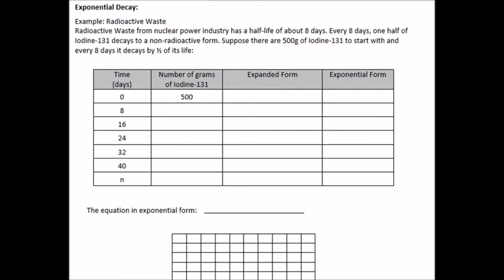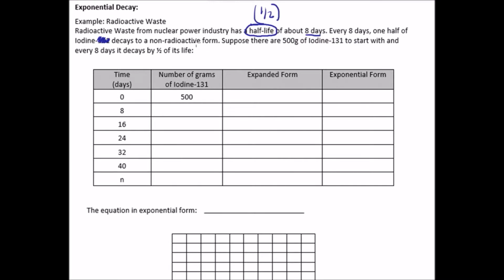All right, so let's look at exponential decay. Radioactive waste from the nuclear power industry has a half-life. When we think of half-life, it's dividing by half, basically the opposite of doubling, of about 8 days. So every 8 days, 1/2 of iodine 131. This number doesn't actually mean anything, it's just a title of the iodine. So you can reread it as 1/2 of the iodine decays to a non-radioactive form.